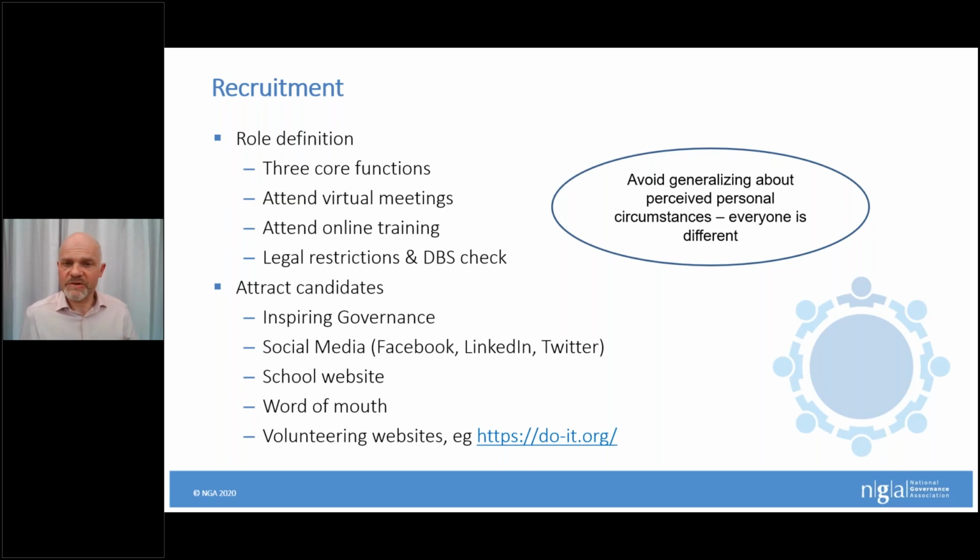So Facebook, LinkedIn, Twitter, I think are still valid ways of linking and connecting with people who might want to be school governors. Your school website can still be used to advertise your vacancies. Word of mouth, we're not talking necessarily in the same way, we're not meeting in the same way, but word of mouth still can be quite a powerful tool in terms of identifying potential candidates for your vacancies. And there are still generic volunteering websites such as doit.org that are still operating to provide a platform for people to find volunteering opportunities.